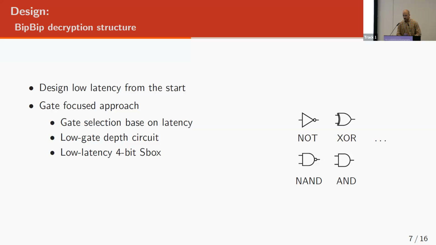Then we also needed some nonlinear components. Usually you use S-boxes, and for example, in AES, they use 8-bit S-boxes, but here, when you think about low latency, you need something, again, that is light. So we found some new 4-bit S-boxes that have good cryptographic properties, but also are easy to implement, so that they have a low depth and also use gates that have low latency.